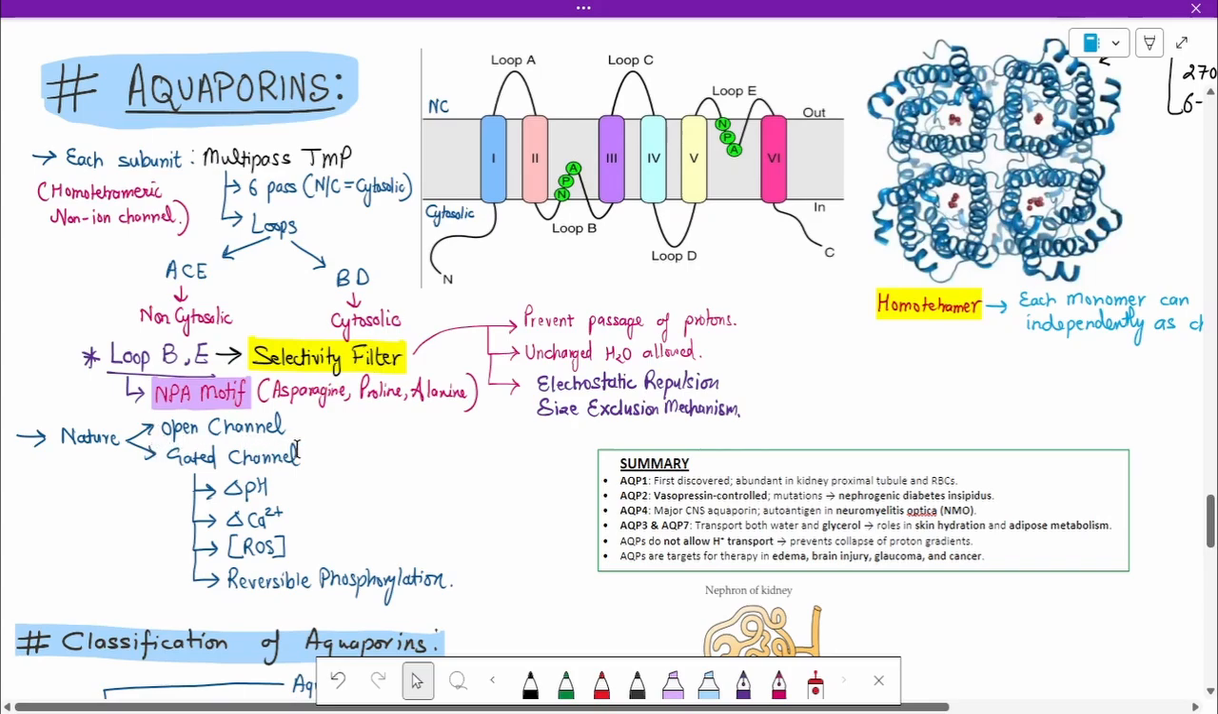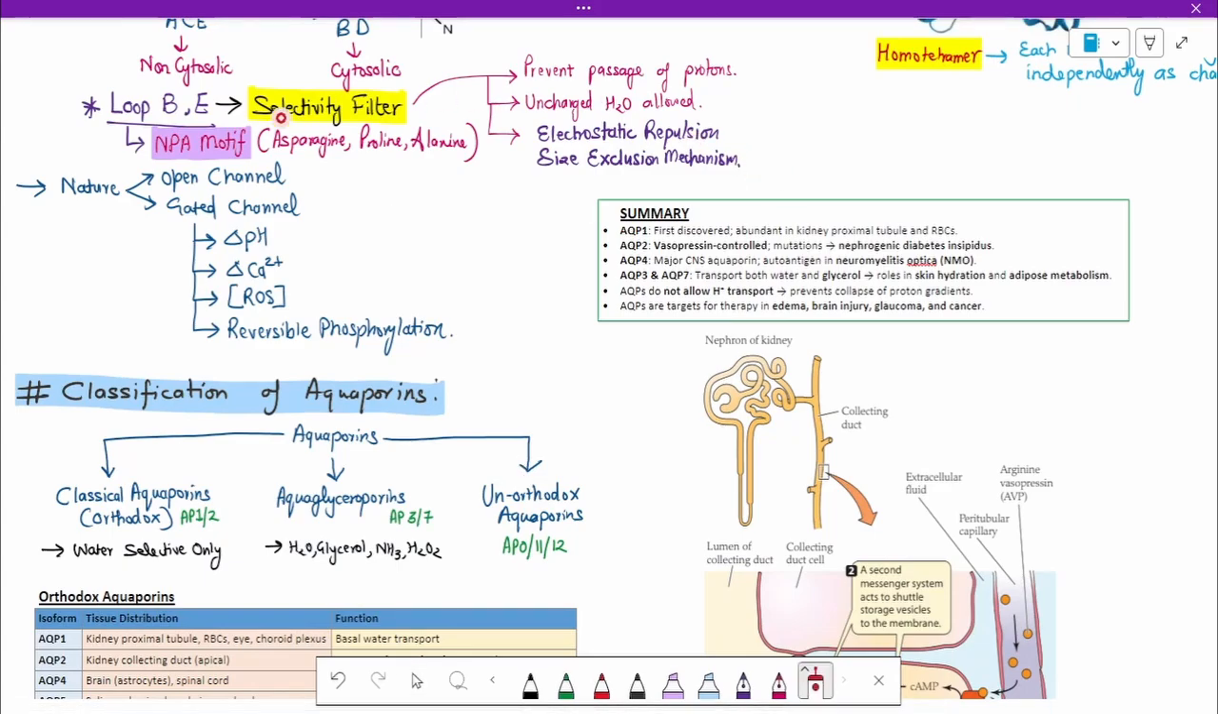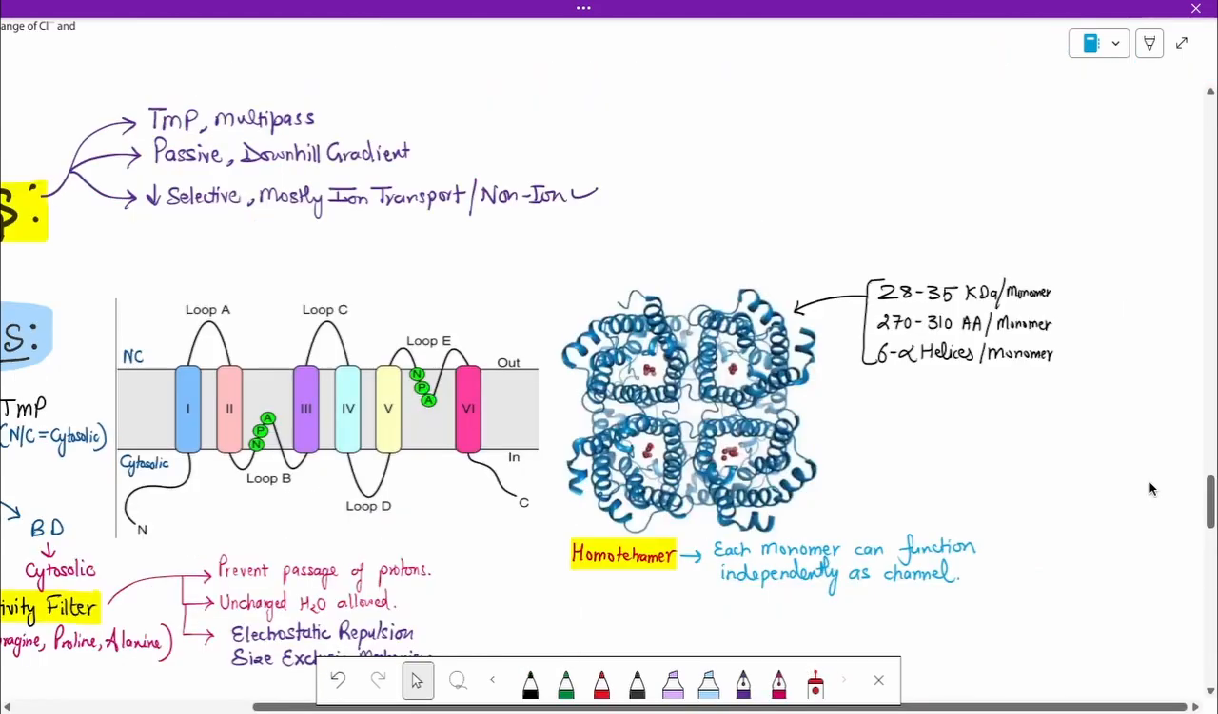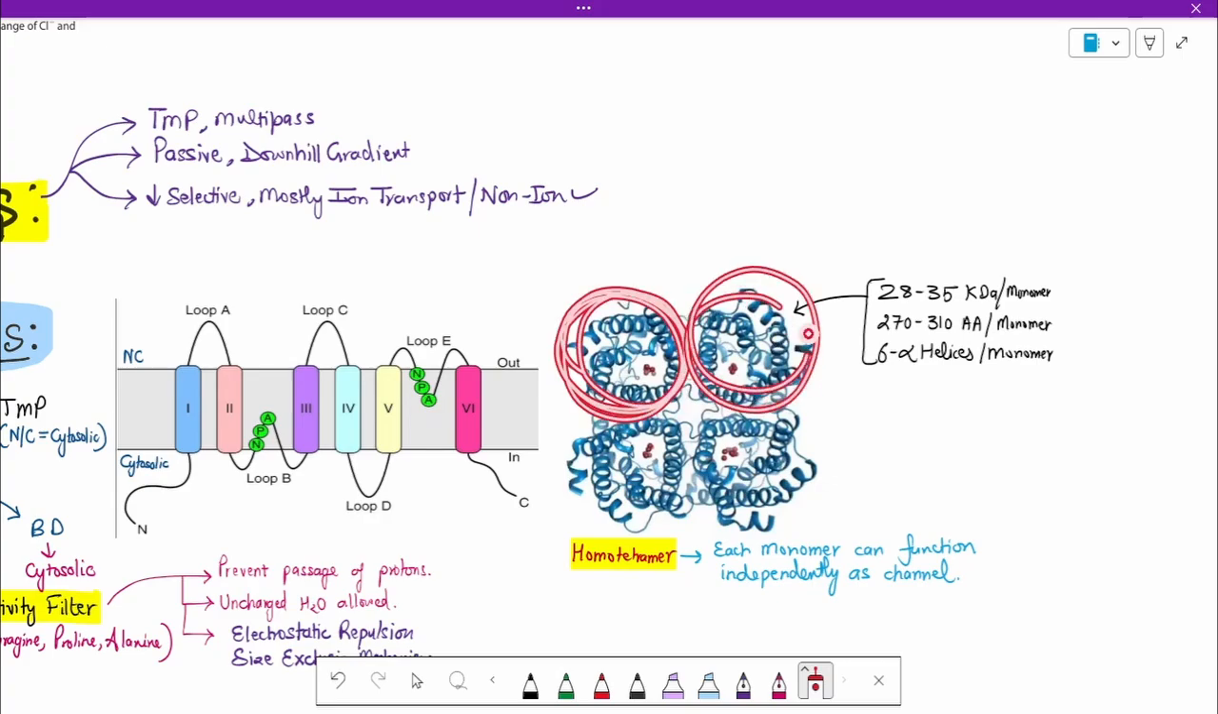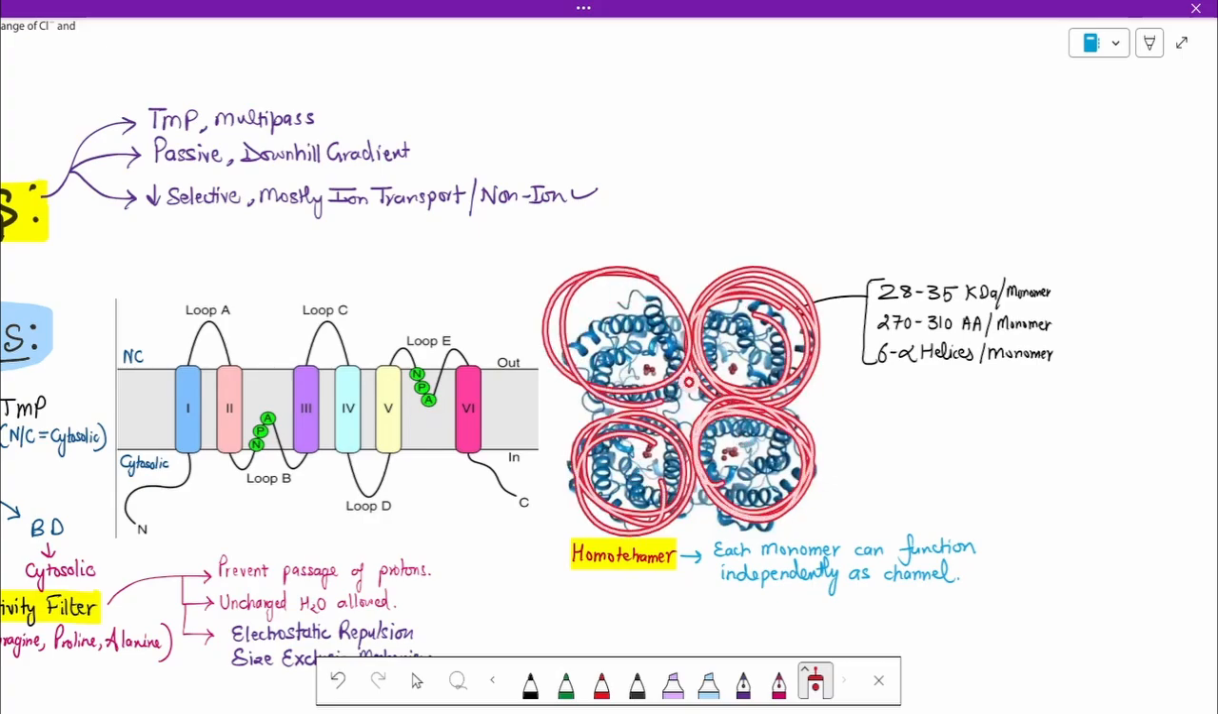Now we also need to know the nature of this channel. This channel can either be a leaky channel or a gated channel. Both types of forms are present. If it is gated, what will be the stimulus for this channel to open or close? The stimulus can be change in pH, change in calcium ion concentration, change in concentration of reactive oxygen species, or phosphorylation or dephosphorylation. The functional protein is a homotetramer, but in case of homotetramer, each of the monomers forms a channel. Each of the monomers can act separately as a channel.